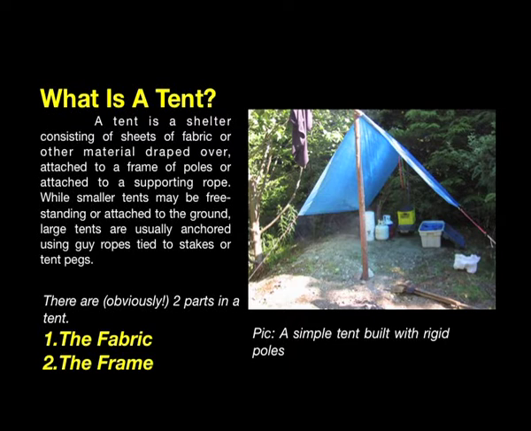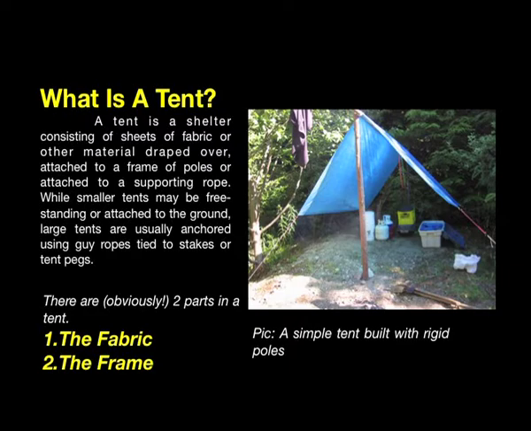A tent is a shelter consisting of a sheet of fabric or other material draped over or attached to a frame of poles or attached to supporting rope. While smaller tents may be freestanding or attached to the ground, large tents are usually anchored using guy ropes tied to stakes or tent pegs.